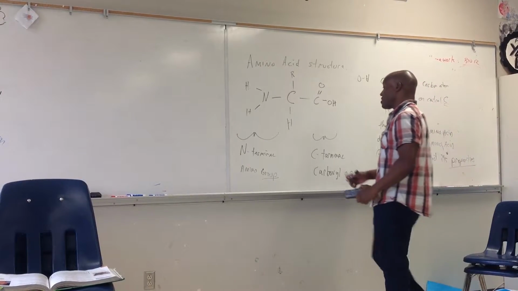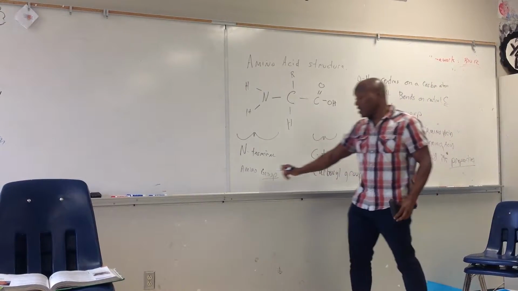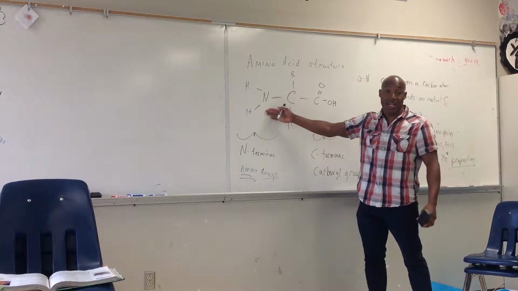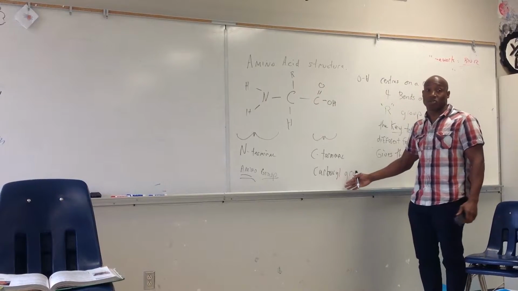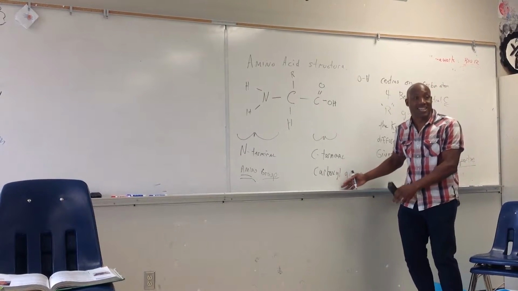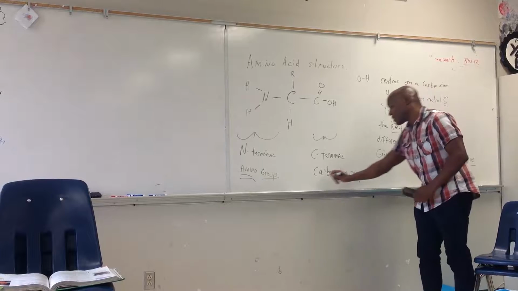So, why is this called an amino acid? Well, it's called amino because this N is an amino group. It's called an acid because this carboxyl group is actually a carboxylic acid. I'm going to put that down here at the bottom.